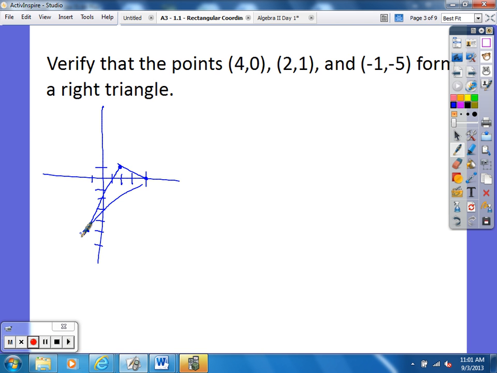This is no longer elementary school where you get to pull out a piece of paper and stick it in there and say, okay, if it fits that. How many of you remember doing that in elementary school? Okay. We can't do that here. That doesn't actually prove that it's a right triangle.